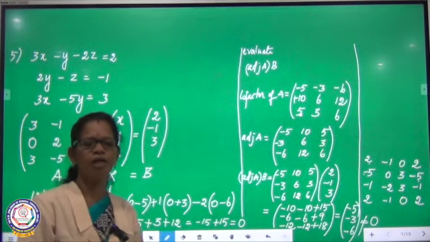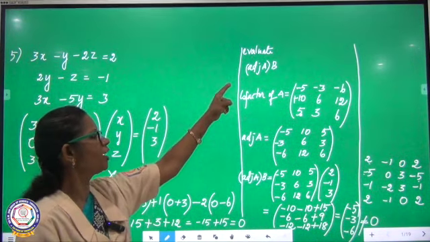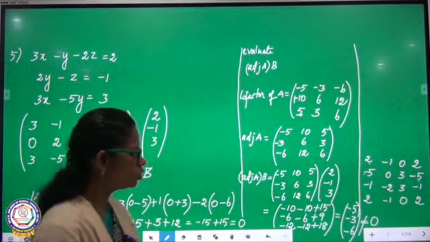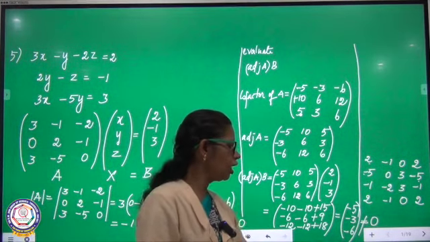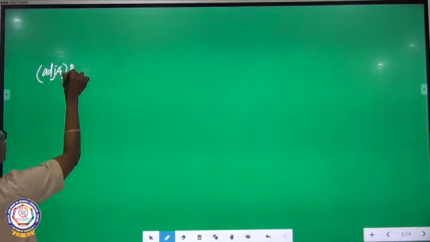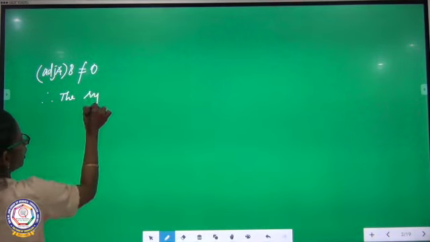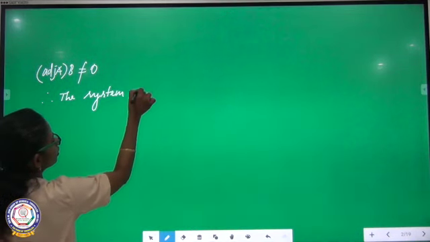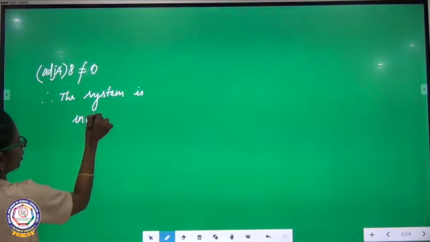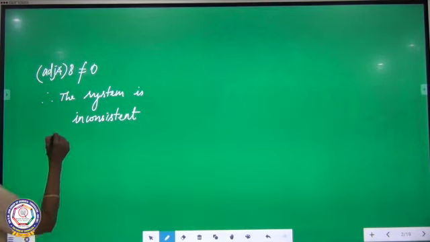Once you arrive at determinant A equal to 0, we want to find adjoint of A. Then you have to multiply adjoint of A with B. You have to check whether it is equal to 0 or not. If it is not equal to 0, the conclusion is adjoint of A into B not equal to 0. Therefore, the system is inconsistent.